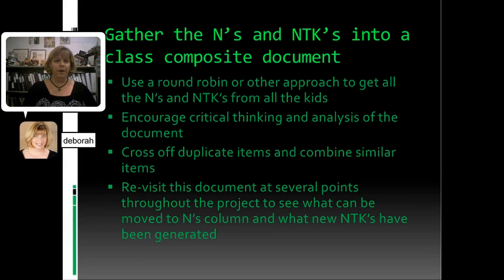After that, we used a round-robin approach to gather together all the need to knows from the different classes and from the different teams. And again, this whole process really encourages that critical thinking and analysis of the document. It also lets you start to separate out kids. There may be some students who already have some background in Anglo-Saxons, for example, or who have been making Venn diagrams since kindergarten. You can start crossing off the duplicate items, combining things that are similar.